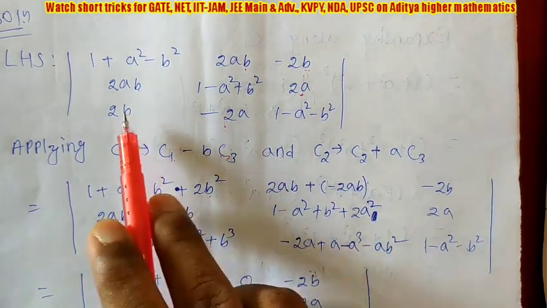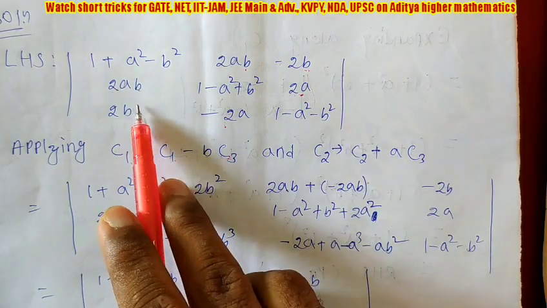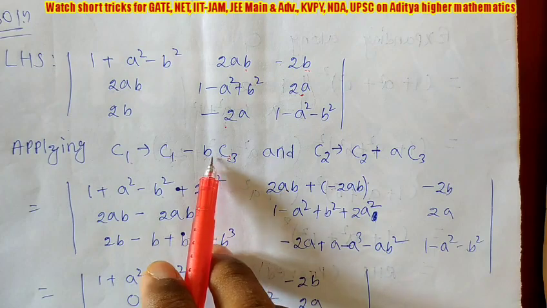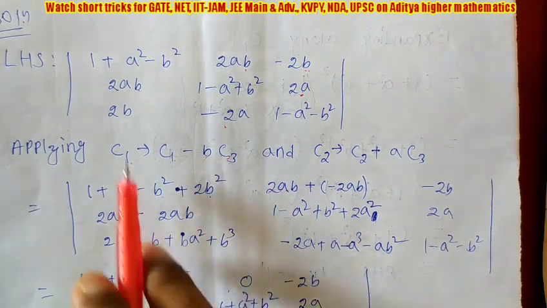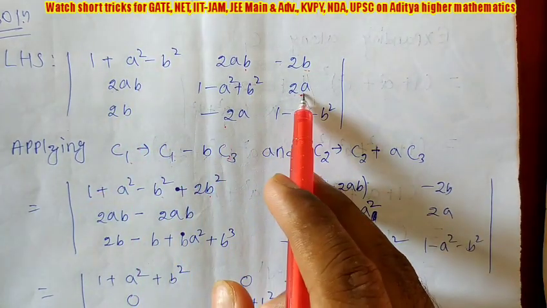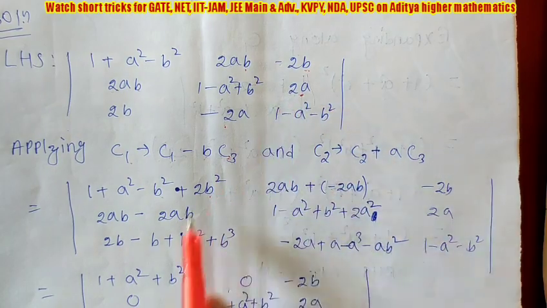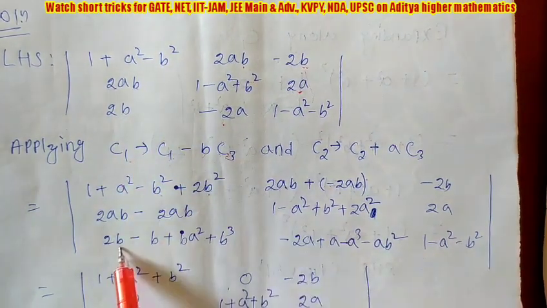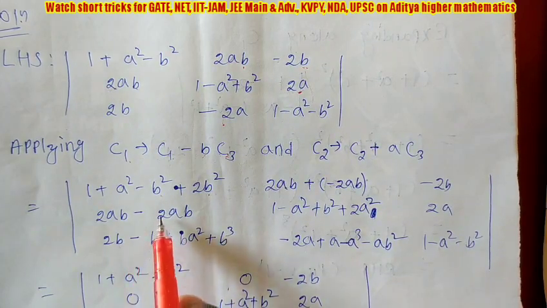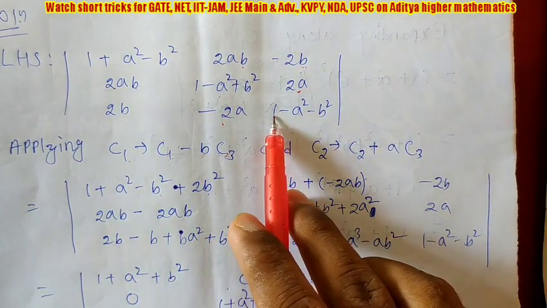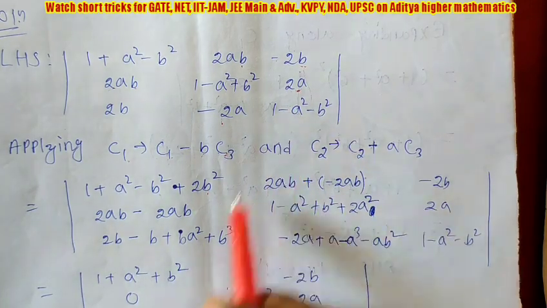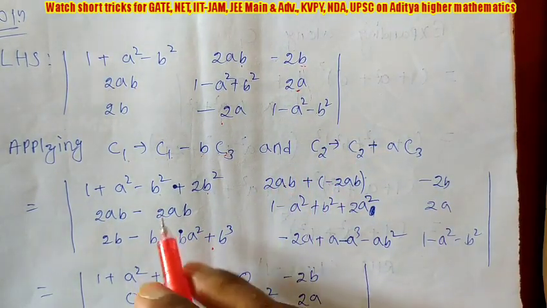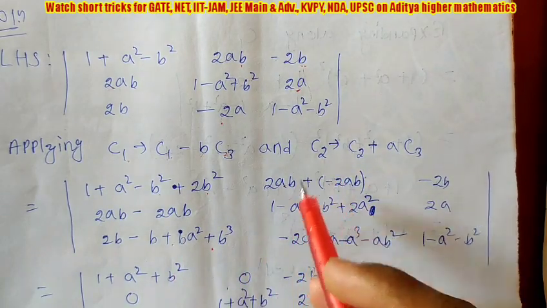Okay. So now you can see 2ab minus bc3. C3 is 2a. So minus 2ab. Again 2b minus, we are doing what? bc3 minus b, minus minus plus b square, minus minus plus bq. Simple. So C1 is over.